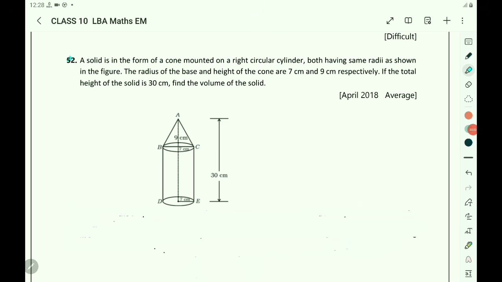Question number 52. A solid is in the form of a cone mounted on a right circular cylinder, both having the same radii as shown in the figure. The radius of the base and the height of the cone are 7 cm and 9 cm respectively. If the total height of the solid is 30 cm, find the volume of the solid. Here the base portion is cylinder and the upper portion is cone.